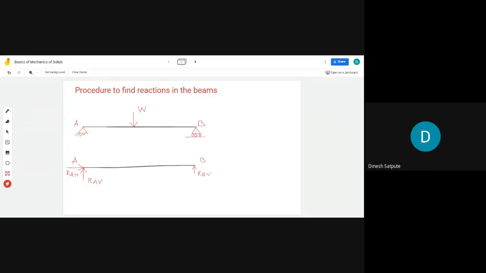So there is one law of Newton that is called Newton's third law. What is that? Every action has equal and opposite reaction. So according to that law, if there is a force acting in vertical direction or in transverse direction, the equal amount of reactions will act at the supports. And in which direction? These reactions will oppose the force. The direction of reaction will be opposite to the direction of applied force.